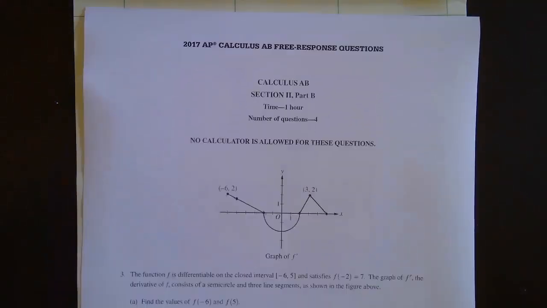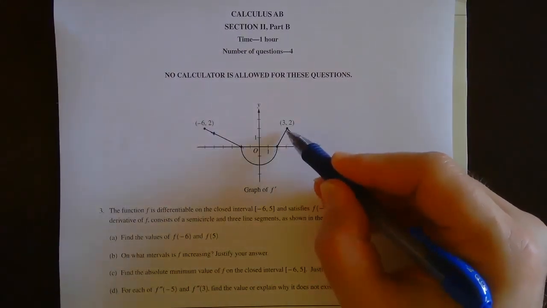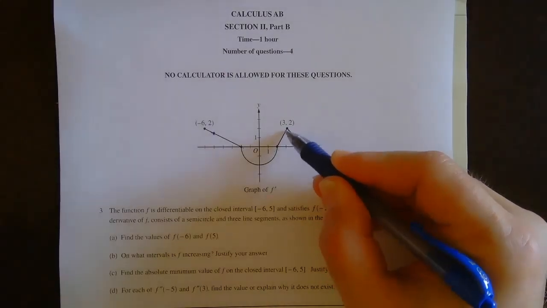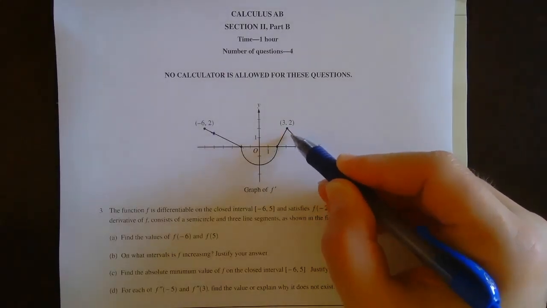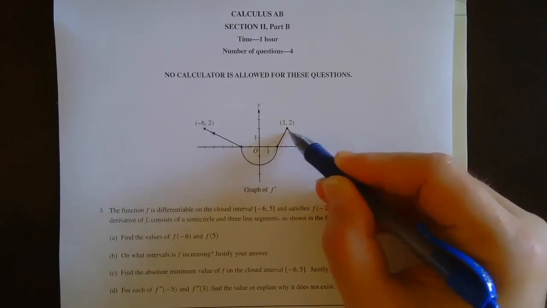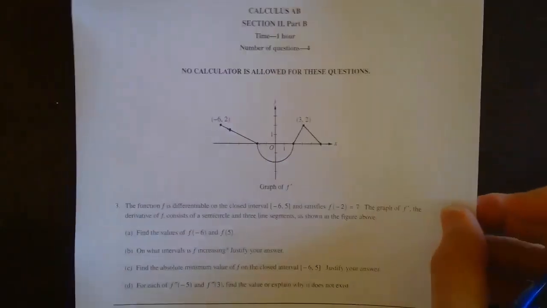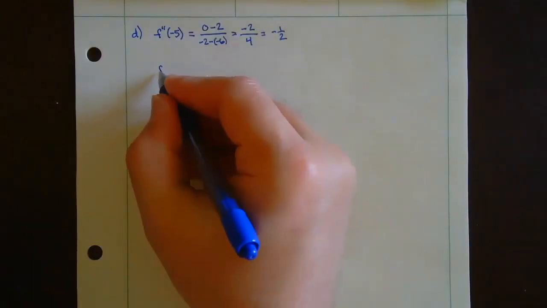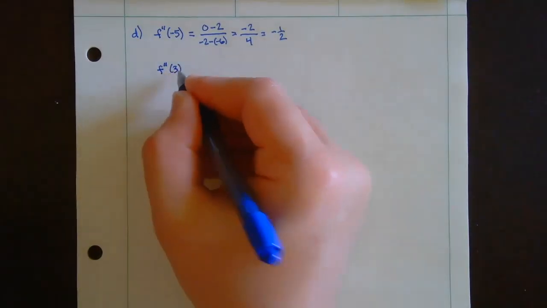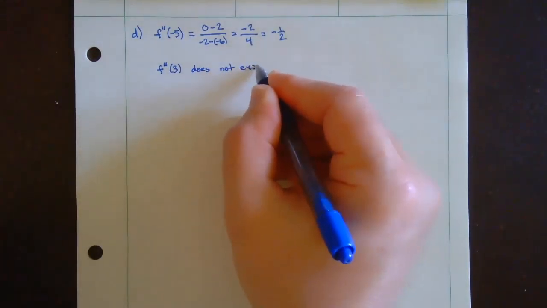Now at 3, that's a different situation. Because at 3, the left side is going to be this slope, this is the left side derivative. And then the right side derivative is going to be this slope right here, because these are made up of 2 lines. So what that would mean is f double prime of 3 does not exist. Now we have to give a reason why. So I'm going to go back to my paper here, and let's say f double prime of 3 does not exist.